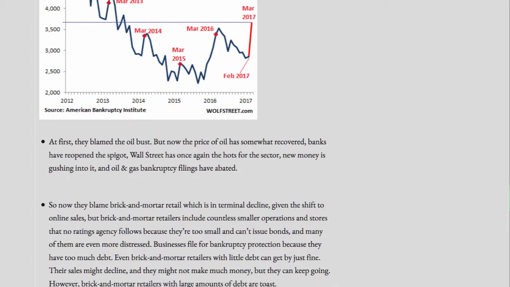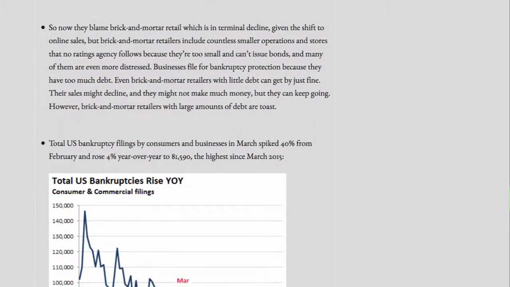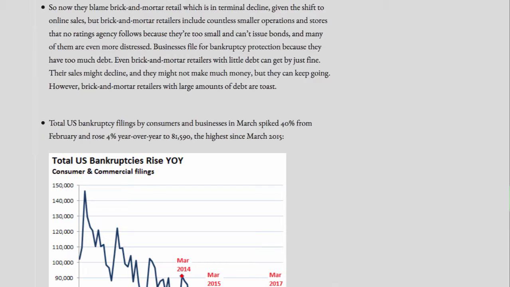Banks have reopened the spigot. Wall Street has once again the hots for the sector. New money is gushing into it, and oil and gas bankruptcy filings have abated. So now they blame brick and mortar retail, which is in terminal decline, given the shift to online sales. But brick and mortar retailers include countless smaller operations and stores that no ratings agency follows because they're too small and can't issue bonds. And many of them are even more distressed.